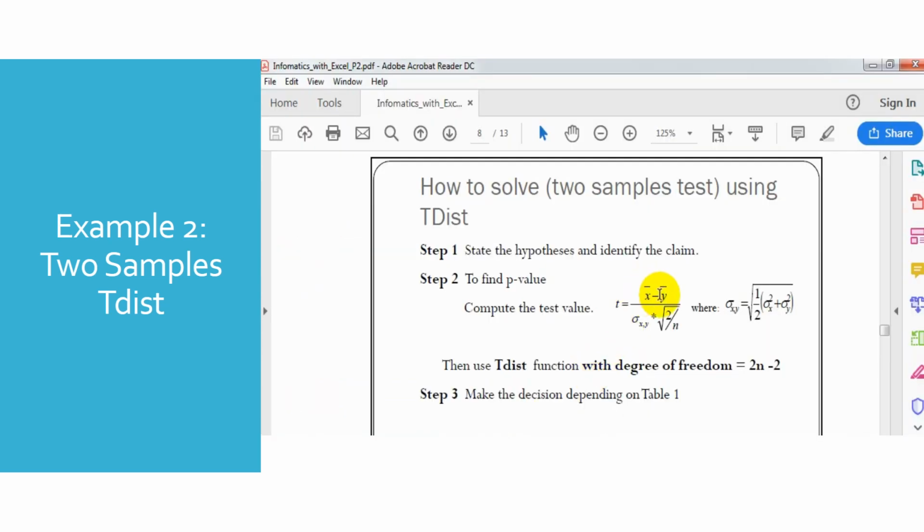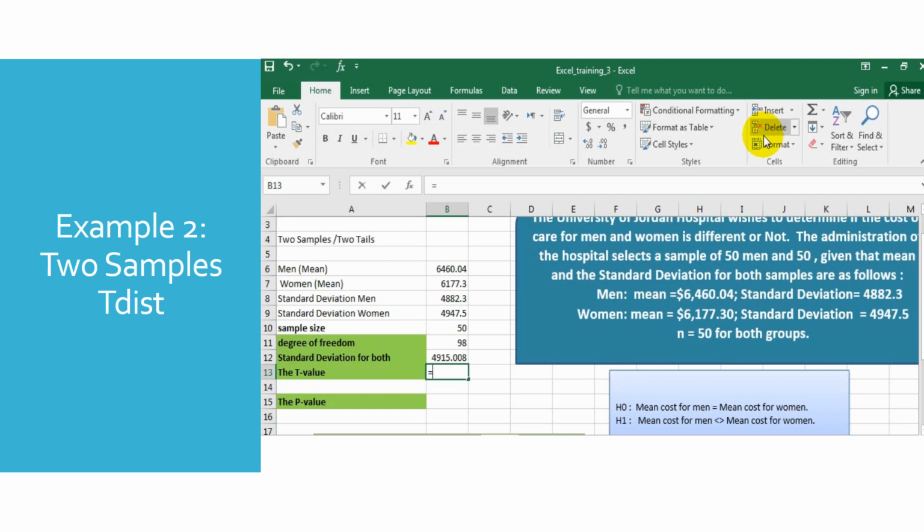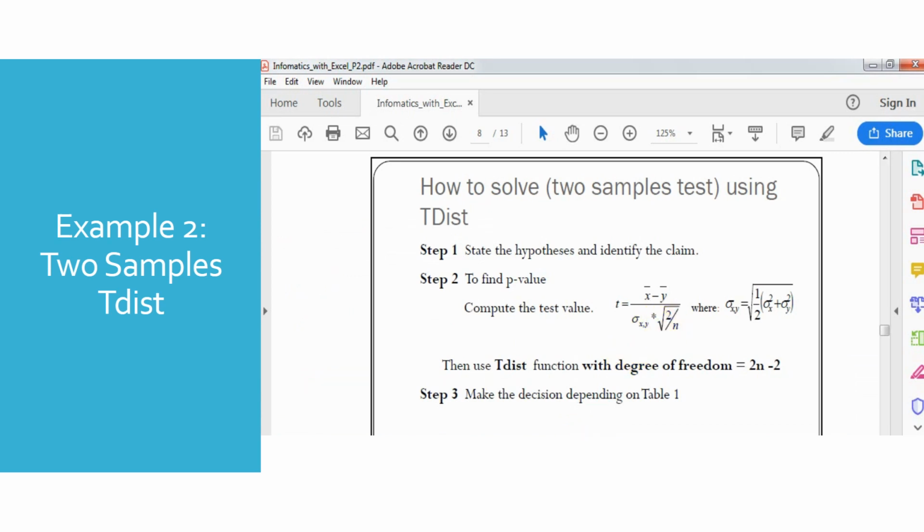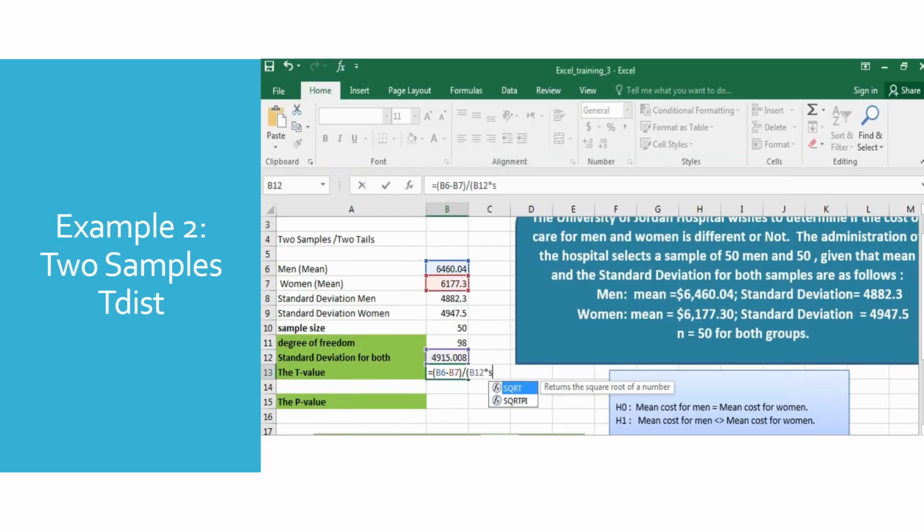Then we compute the t-value by using the t-value formula for two samples. First sample mean minus the second sample mean divided by sigma xy times the square root of 2 divided by n, which is the one sample size, and here it is 50.